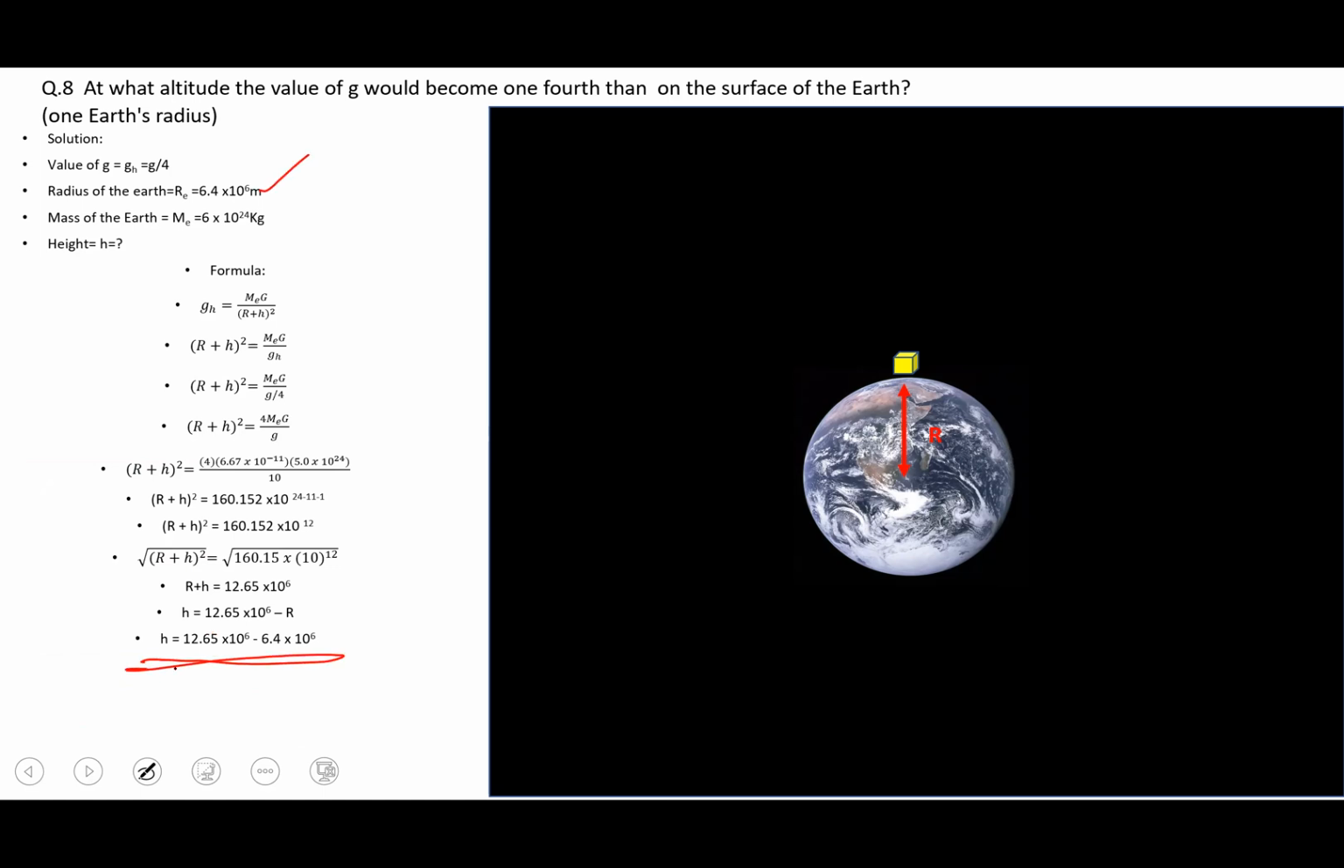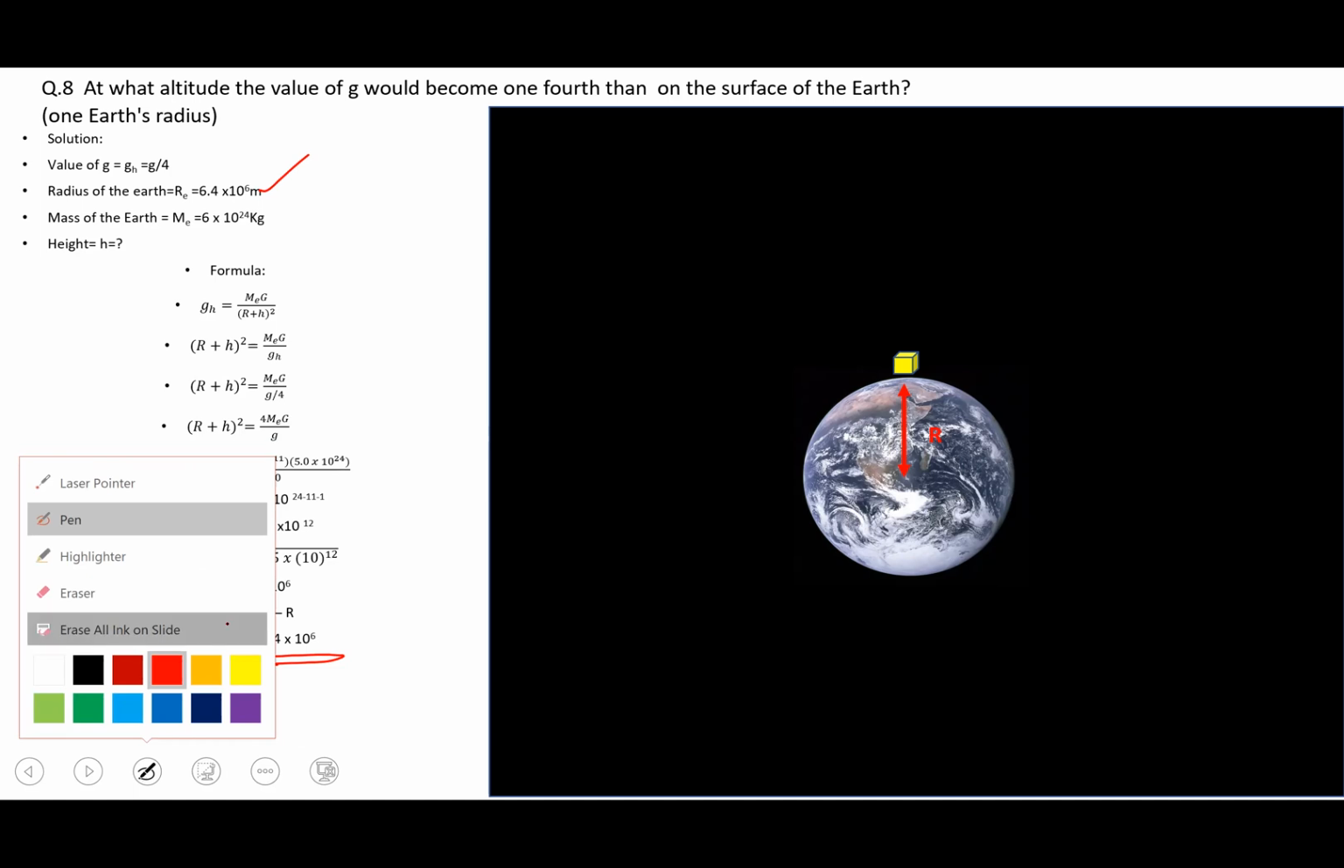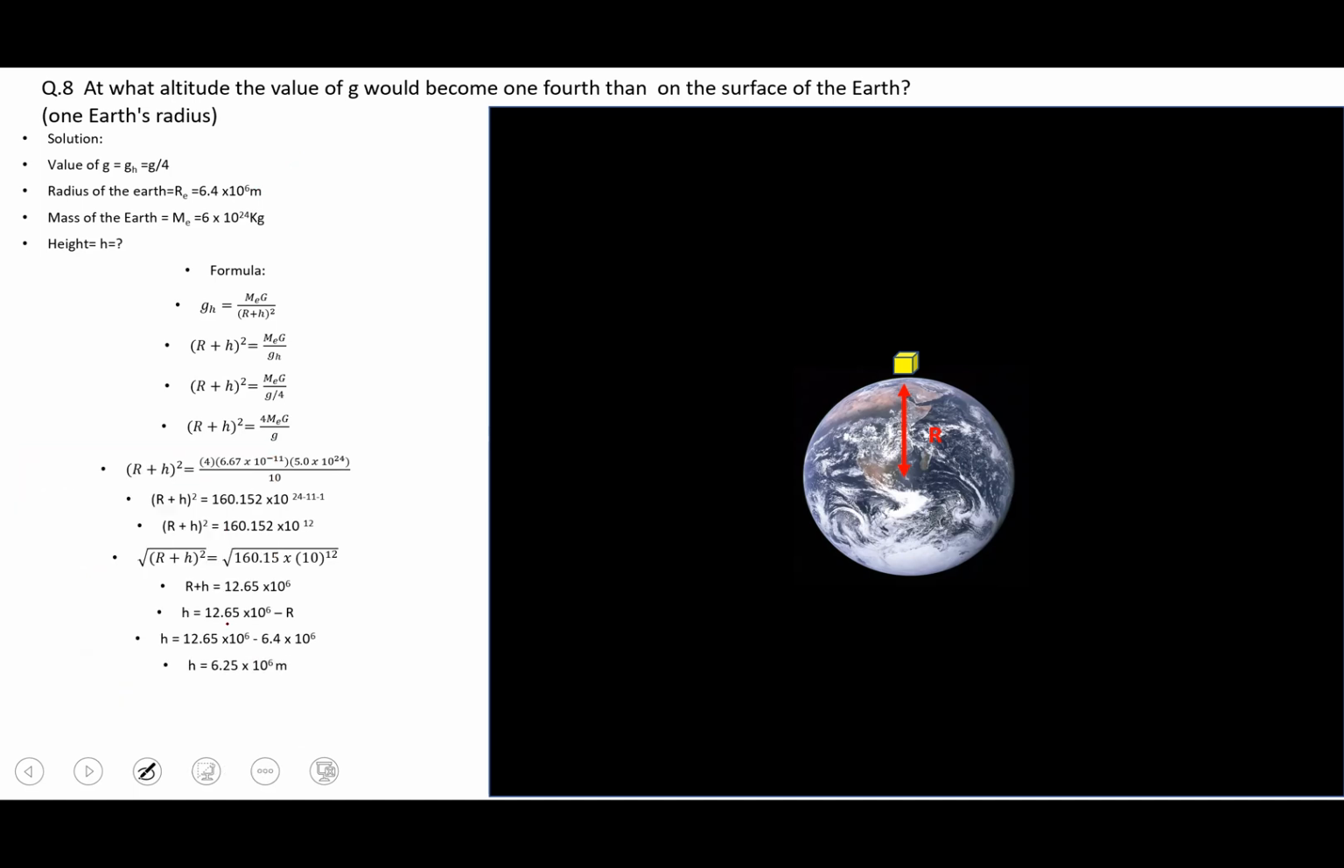So when we cancel out these values, what do we get? We get H approximately equal to the value of R, which is 6.25 into 10 to the power 6 meters. So it is approximately the value of R. Hence the height is approximately equal to one radius of Earth.